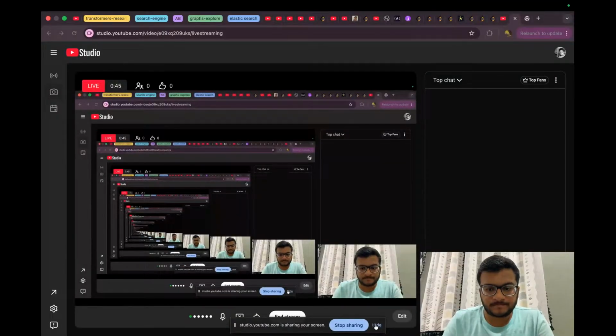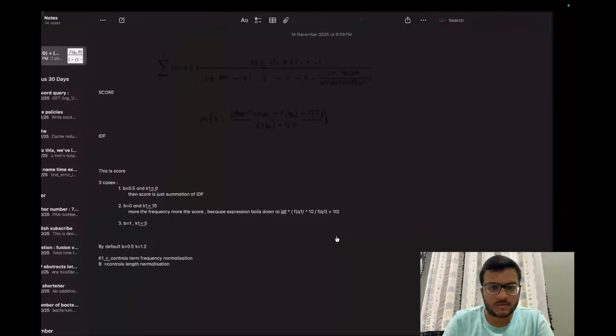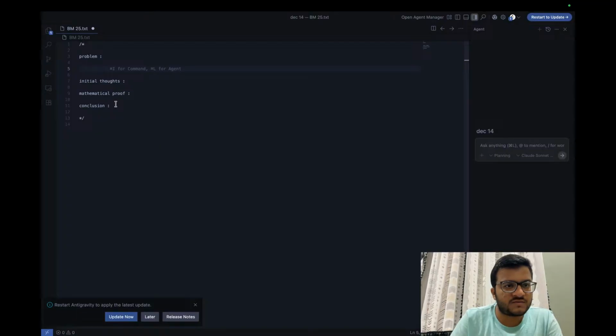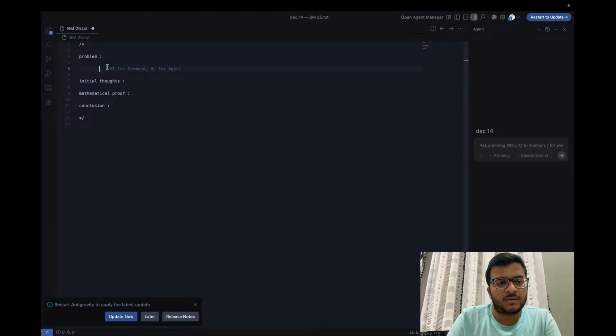I'm sharing my screen. This template is basically used for mathematical proofs, doing any DSA questions, CP problems. So we can use the same template. So the first question is: why are term frequency and inverse document frequency alone not enough?